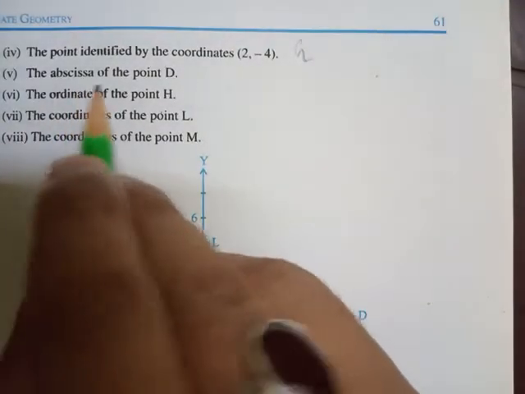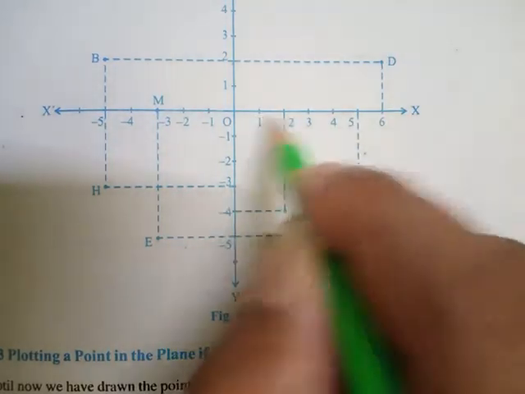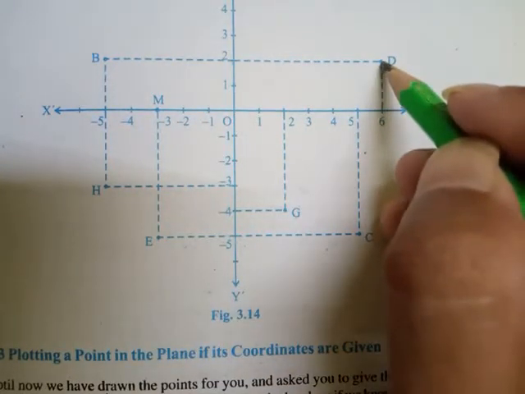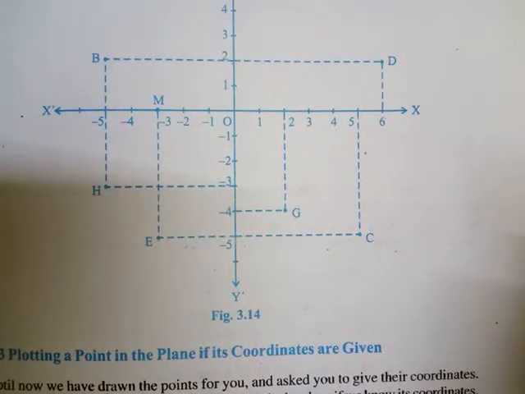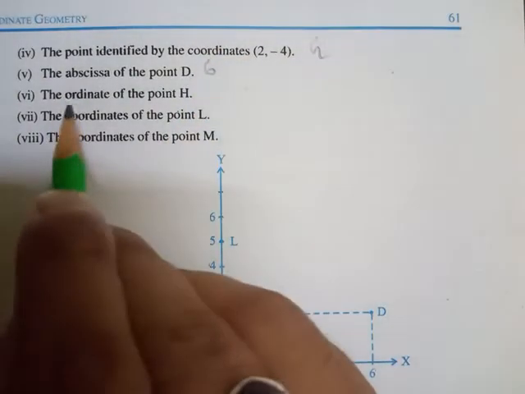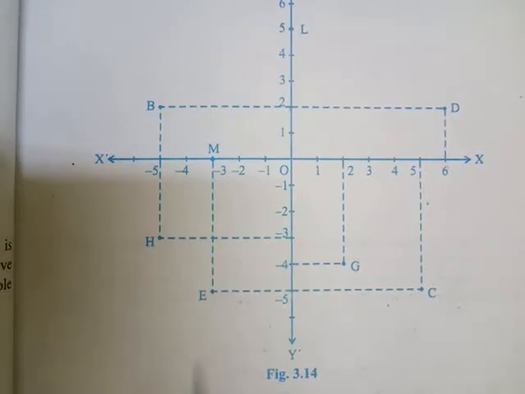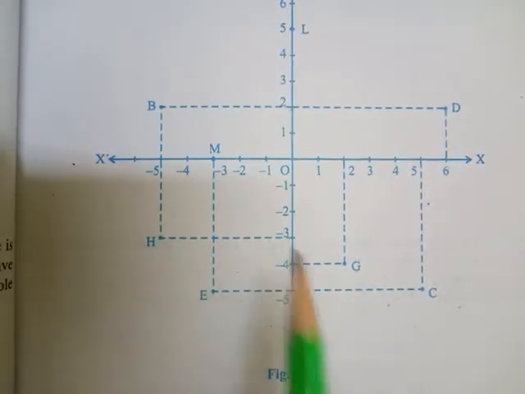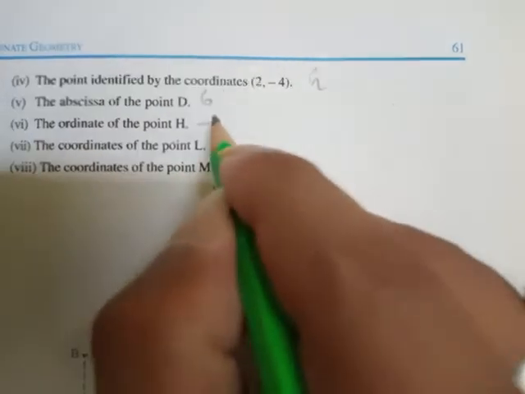Next one, the abscissa of the point D. Now look here, abscissa of point D means, this is the x-axis and the abscissa of point D is, which means in which point? 6. So the answer is 6. We'll write here the abscissa is 6. The ordinate of the point H, let's have a look now. From H this point is -3, so the ordinate of the point H is -3.